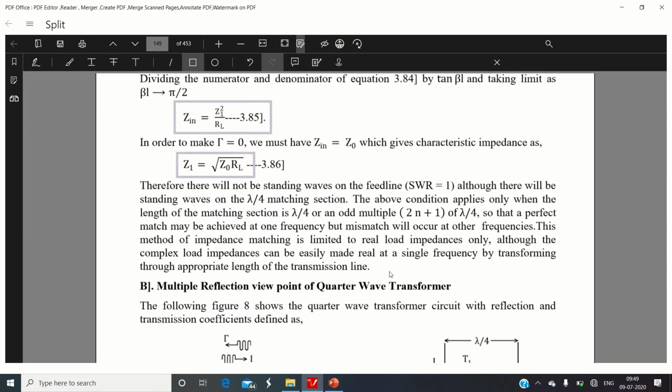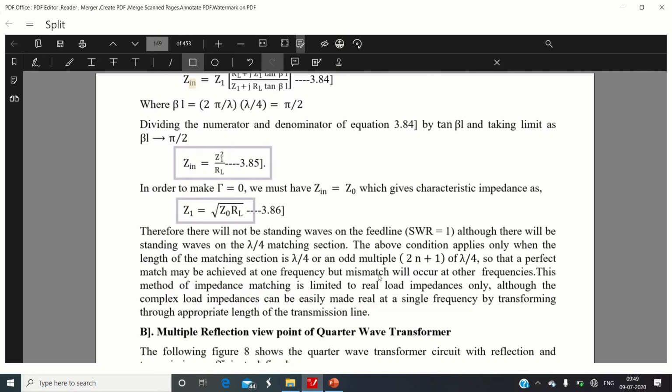Now please remember this condition will only apply when we keep the length of the transmission line always λ/4 or an odd multiple of λ/4. How to give the odd multiple of λ/4? The odd multiple is given by (2n plus 1) times λ/4, where you can keep the value of small n from 0 to any value, and you will always evaluate this multiplication as an odd multiple of λ/4, so that a perfect matching will be achieved at only one particular frequency.